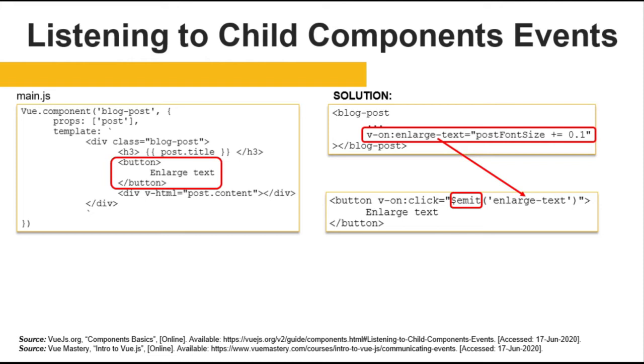So that is basically how to listen to child components events by using an emit method which accepts a custom event as your parameter, and you will have to define inside the v-on directive inside your component what will be the custom event to be triggered once the user clicks the button. So here, in our case, we use the click as the event.